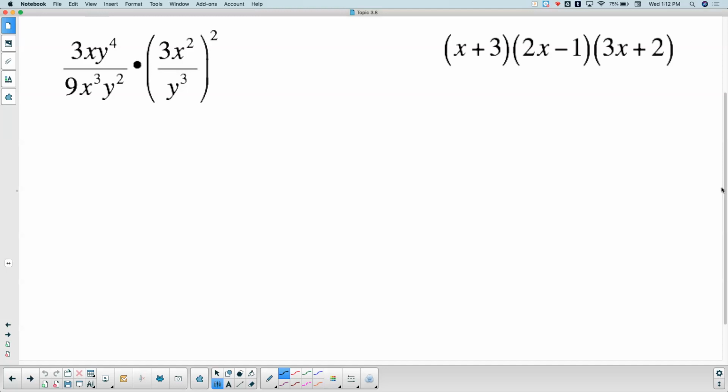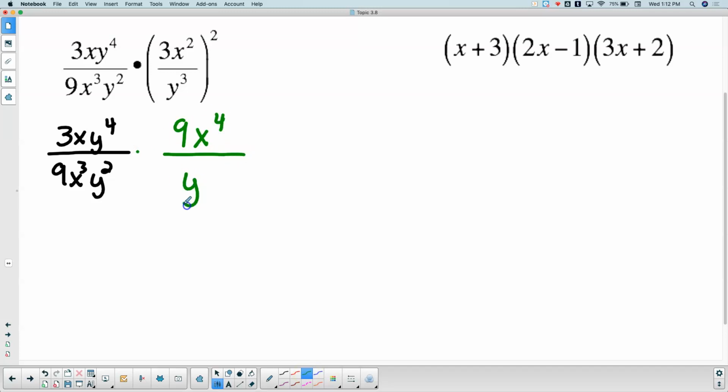So on this first one, this first fraction, 3x y to the fourth all over 9x cubed y squared. That one doesn't change at all. The other one, however, changes to 9x to the fourth all over y to the sixth when I square both top and bottom.